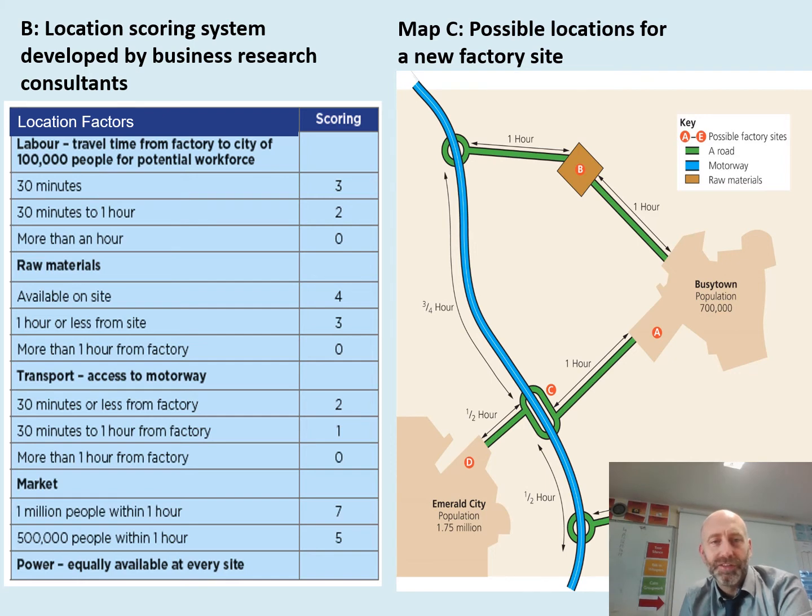And then we've got a scoring system. The scoring system gives a high score for somewhere that's better and a low score for somewhere that's worse. So if we look, for example, at labour, if somewhere is within 30 minutes of a labour force of more than 100,000 people, so it has workers within 30 minutes, then it gets a high score of 3. So looking at A, it is right on the edge of this large town, therefore that would score 3 points for labour.